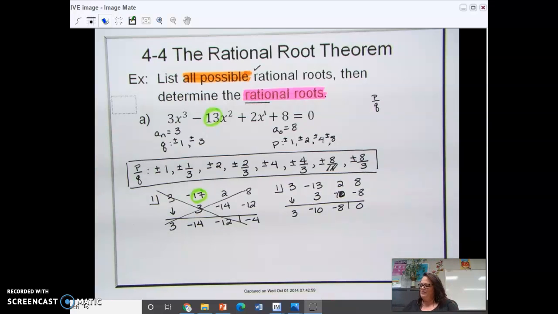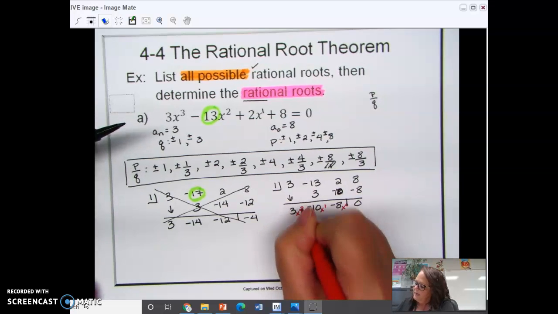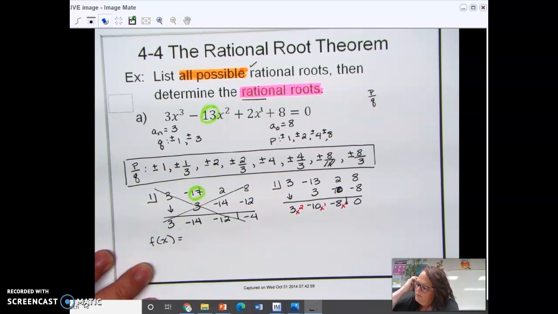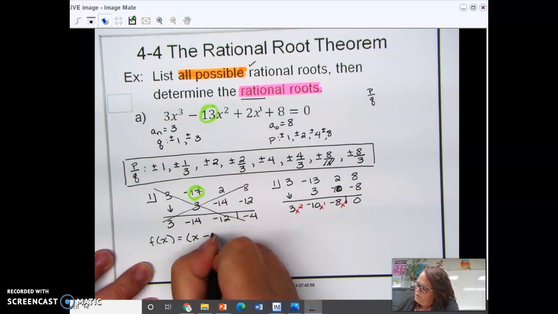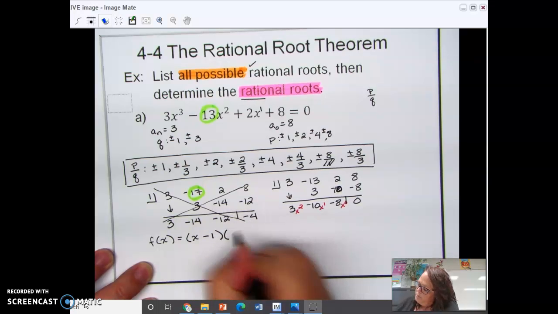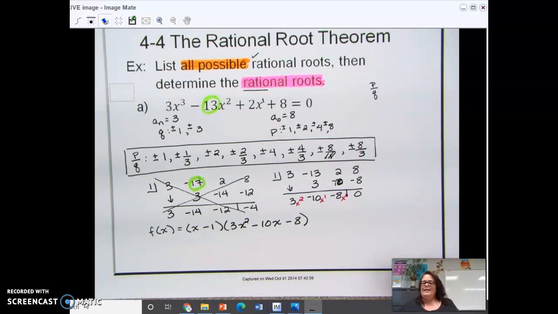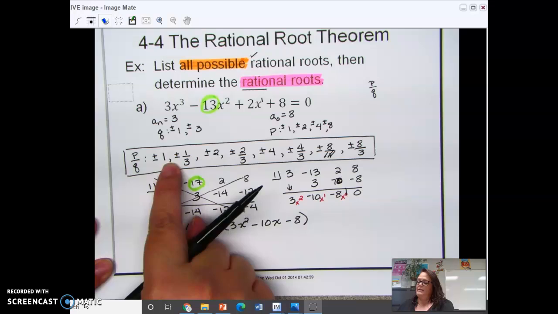I got a factor. So remember, we can say that this is our depressed polynomial. So this is x to the 0, x to the first, and x to the second. So I can say that my function is equal to, and I have my divisor that I just used, which was x minus this number, so x minus 1, times this depressed polynomial, which is 3x squared minus 10x minus 8, okay?